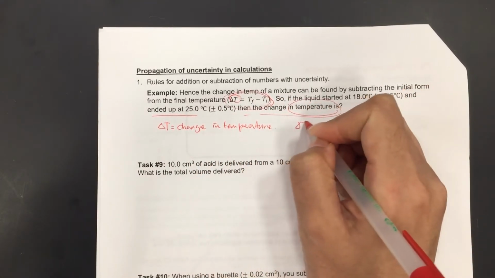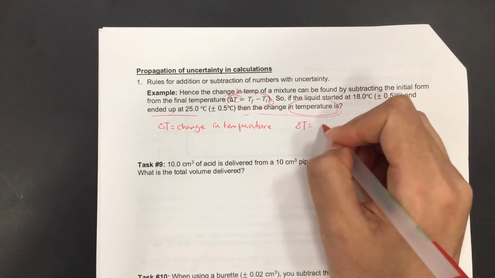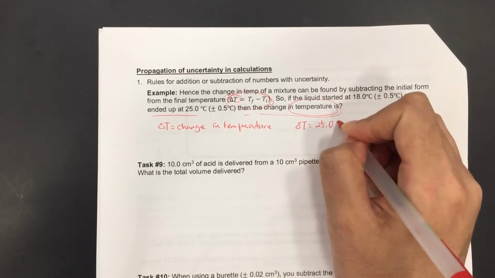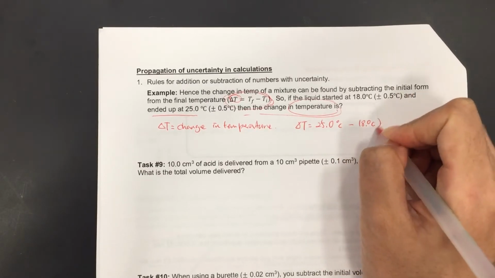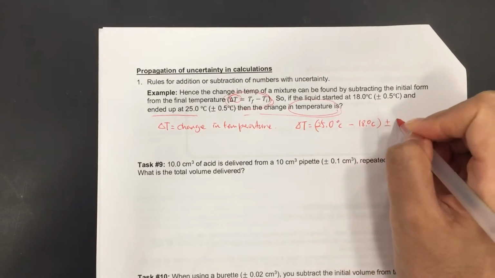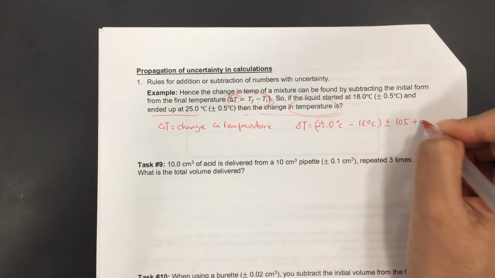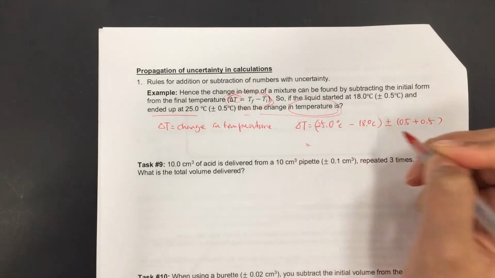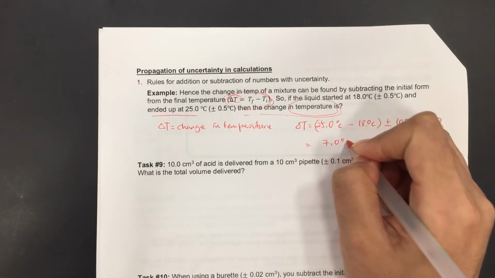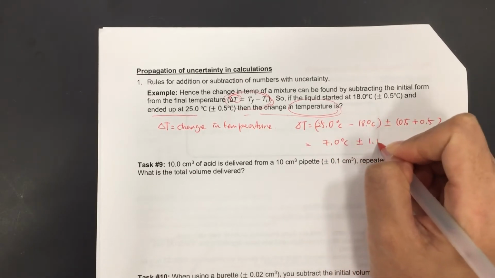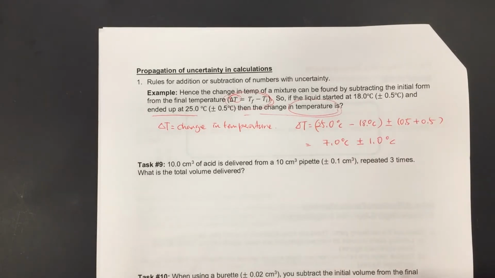So we're going to do delta T equals T final, which is the 25.0 degrees Celsius minus 18.0 degrees Celsius. Okay, uncertainty, we just add them together, right? So the final answer will be 7.0 degrees Celsius plus minus 1.0 degrees Celsius.